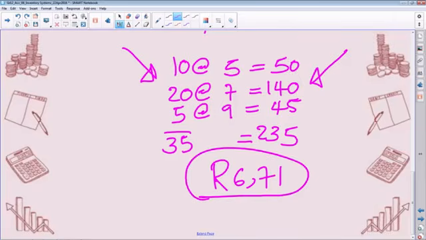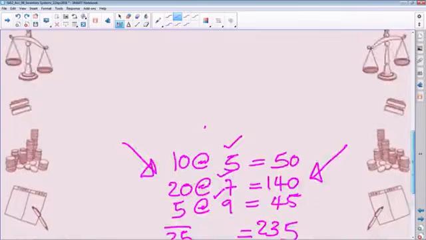Now, an important feature of the weighted average is that, note, not one of these items actually cost us 6 Rand and 71 cents. Why? This lot cost us 5 Rand, these items cost us 7 Rand, and these items cost us 9 Rand. But the weighted average of these items is 6 Rand and 71 cents. That's what we mean by the weighted average. Let's go back and look at the next method.